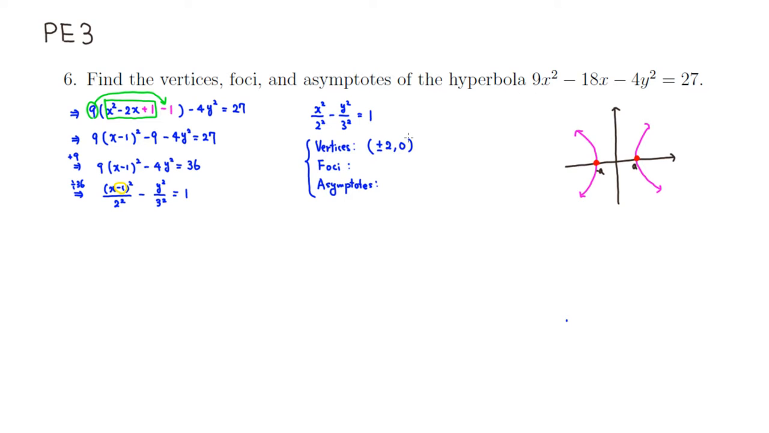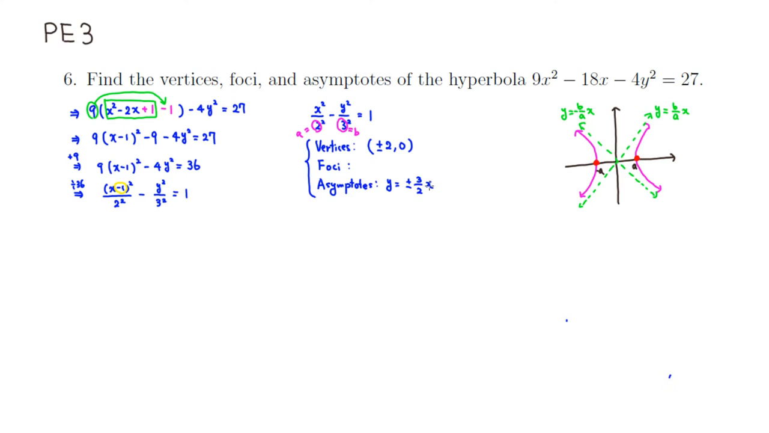Then the asymptotes are right here. There's one right there, and there's the other one going like this. The equations are y equals b over a x, and y equals negative b over a x. This is the a value and this is the b value. So the asymptotes are y equals plus or minus, b is 3 over a is 2, x. We got that.